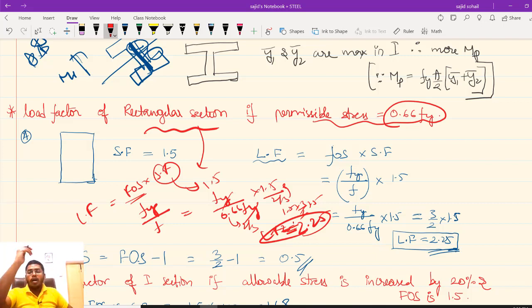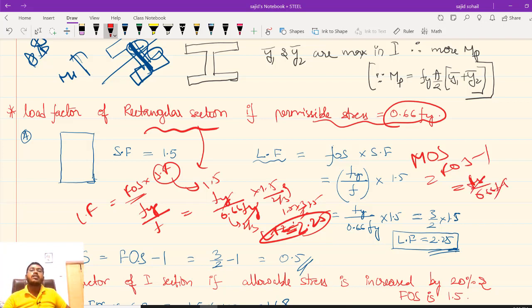So what will be your margin of safety? What will be your MOS? It is nothing but factor of safety minus 1. What is factor of safety here? Factor of safety मुझे कितना आया था? 1.5 आया था ना? Fy divided by 0.66 Fy. So this one cancels, 1 by 0.66. It is 1.5, I think. So 1.5 minus 1, it will be 0.5. As simple as that.